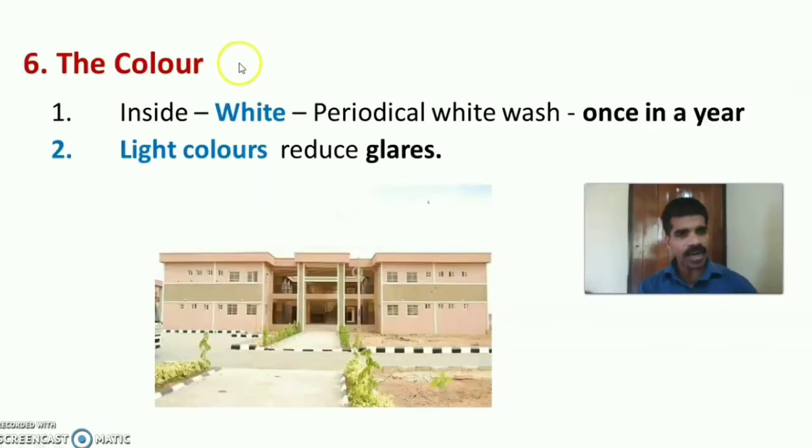Then color. The inside of the classroom should be given white color, and the classroom has to be periodically whitewashed, at least once in a year, and the outside of the school should be given light colors which reduce glare according to the School Health Committee recommendation.